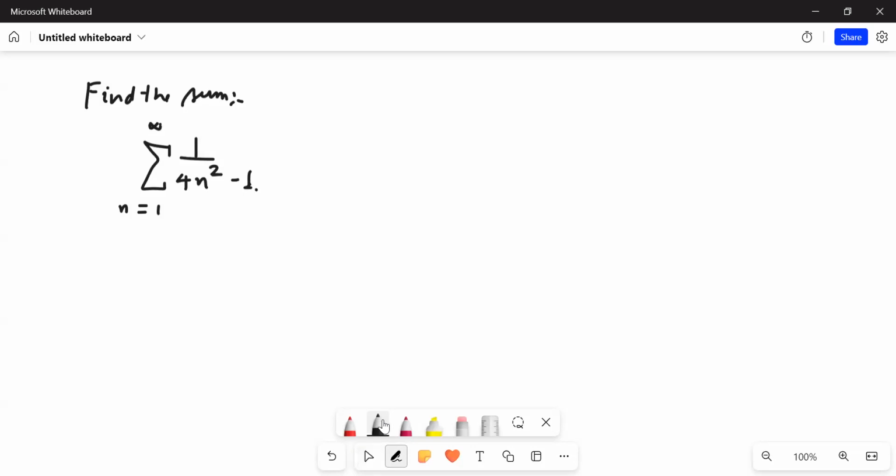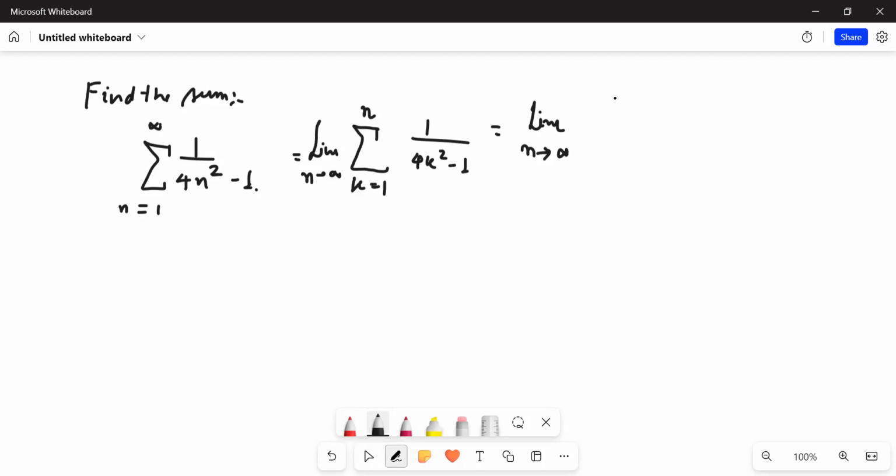See, if I want to find the sum of this series, how would I do it? I would simply try to do this. I'll write the limit as n tends to infinity of the sum from k equals 1 to n of 1 upon 4k square minus 1. Then I will write it as the limit n tends to infinity, sum k equals 1 to n, of 1 upon 2k minus 1 minus 1 upon 2k plus 1, and I know there is 1 by 2 here, so I'll balance it using 1 by 2.